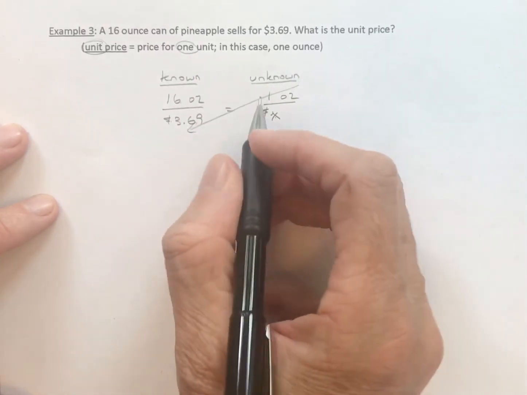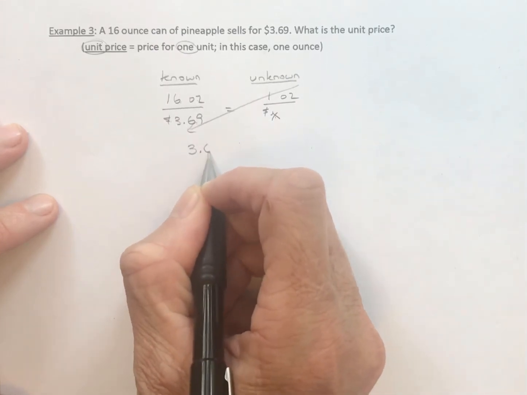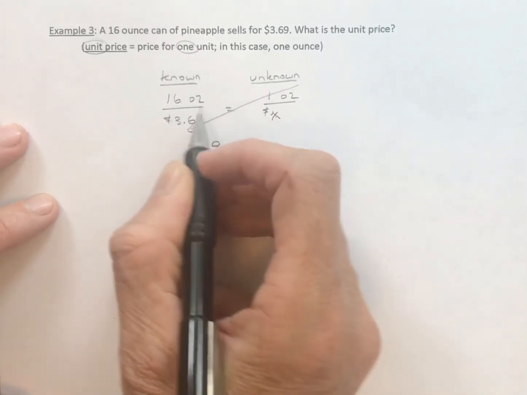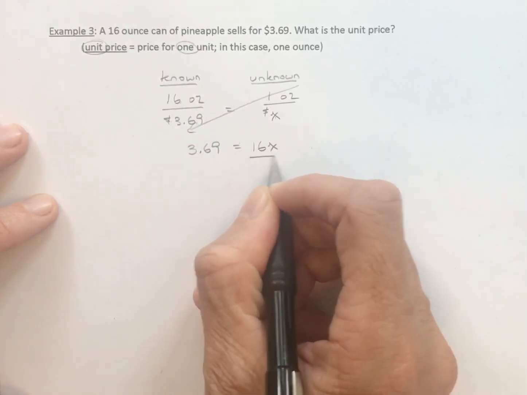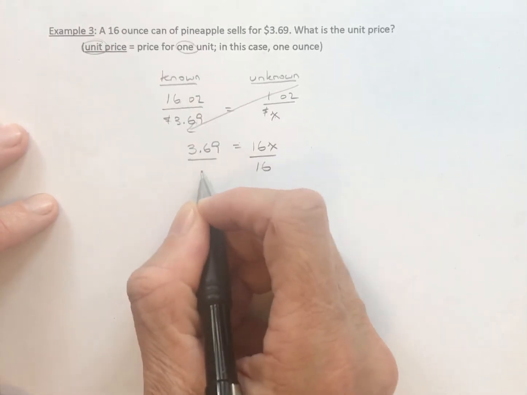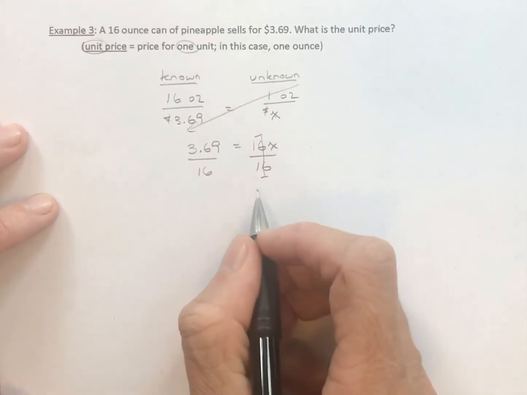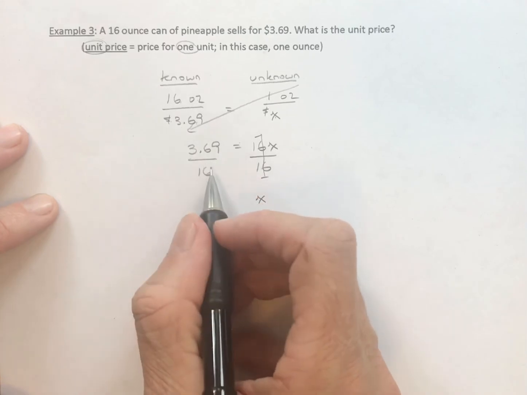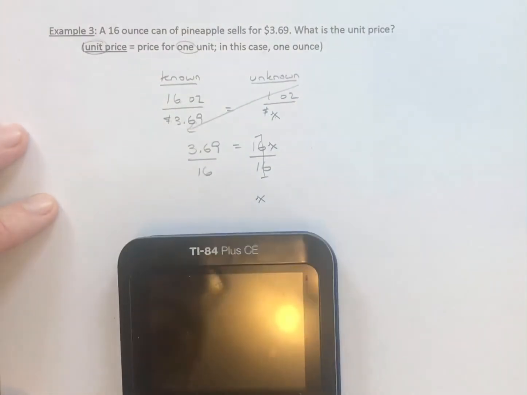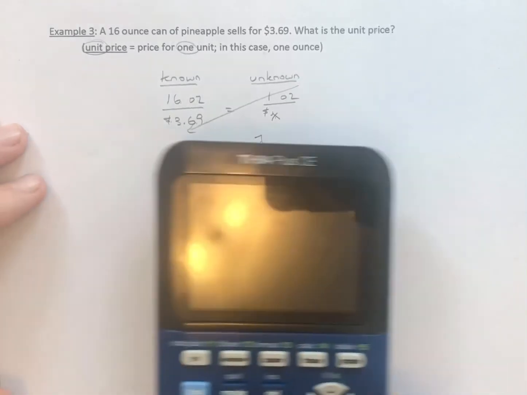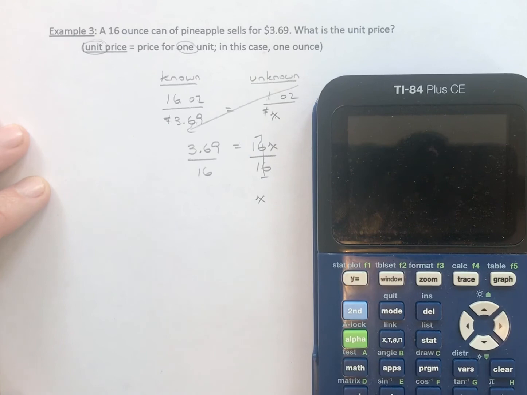I can use cross products. 1 times 3.69 is $3.69. 16 times x is 16x. Divide both sides by 16 to get x by itself, to get one of them. That's a 1. And x is equal to, in this case, 3.69 divided by 16. I'm going to use a calculator for that. I think you can see my calculator, maybe. I've got a little bit of a glare. Let's see if I can get it over here. I need my calculator.